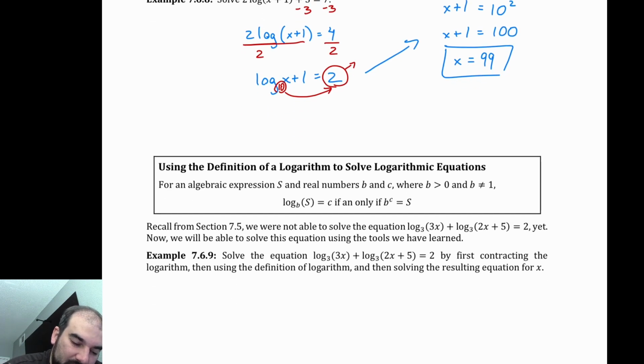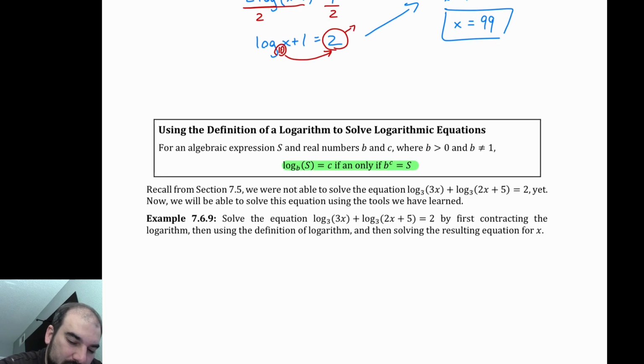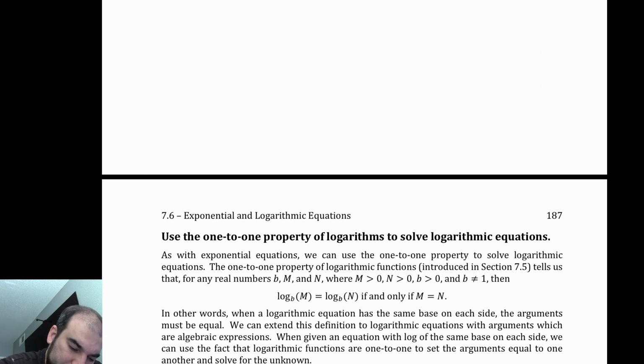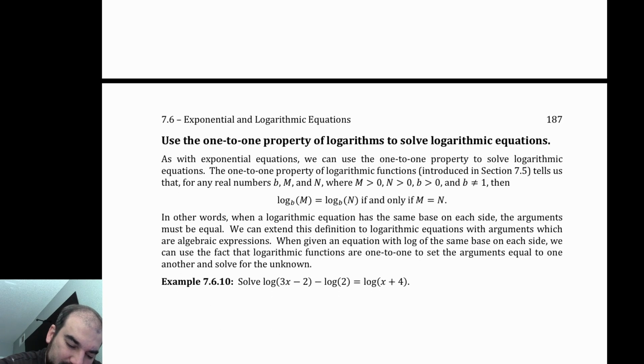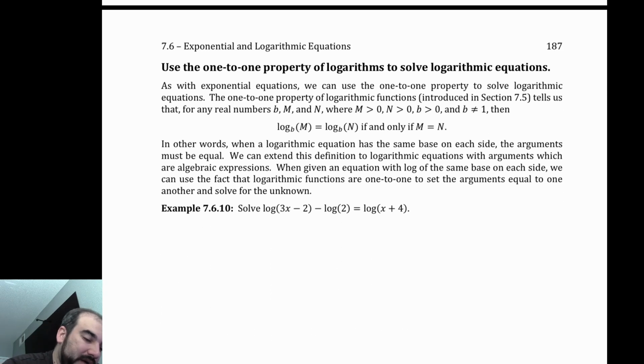So the definition of logarithm is given to you again here: the base moves to the other side and pushes everything to be an exponent. Now let's use the one-to-one property of logarithms. Okay, we'll do an example here where we use the one-to-one property of logarithms.